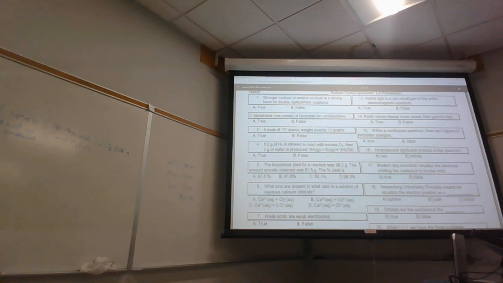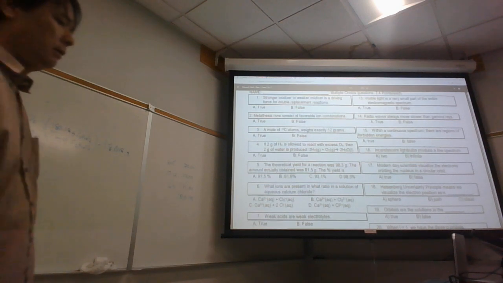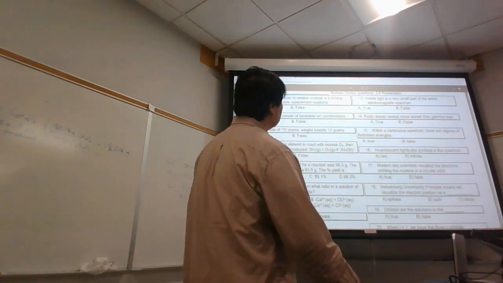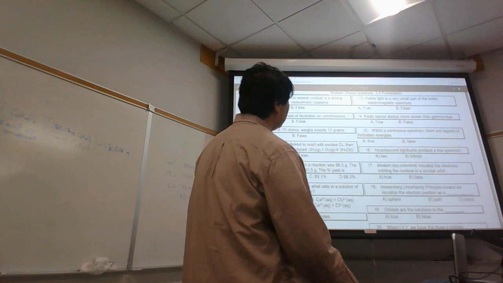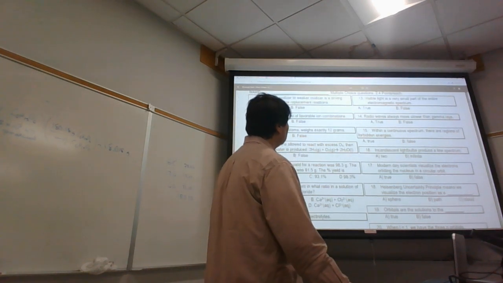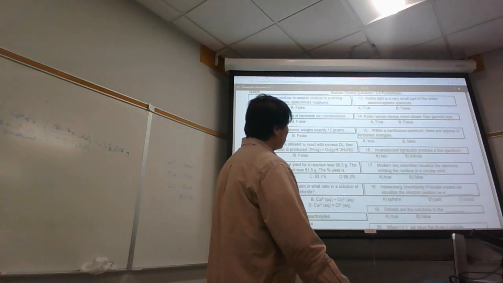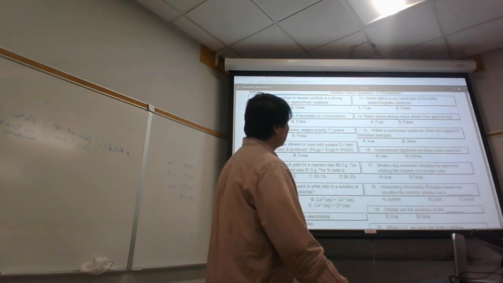Is the frequency tied to the speed? I think it's false. Yeah. This is false. Radio waves move at the speed of light. Same with gamma rays. So they both move at the speed of light. What moves slower are sound waves. But sound waves are not electromagnetic radiation.